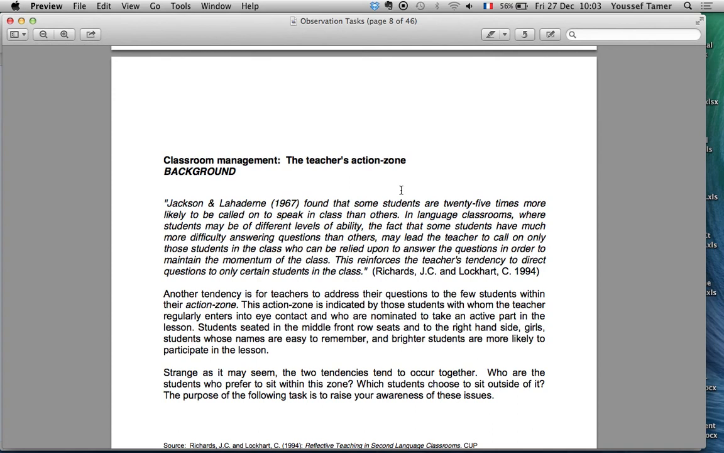Yes, Brahim? It can be the position of the teacher within the classroom and the distance between him or her and the students. Okay, yes. So it is stated in here.